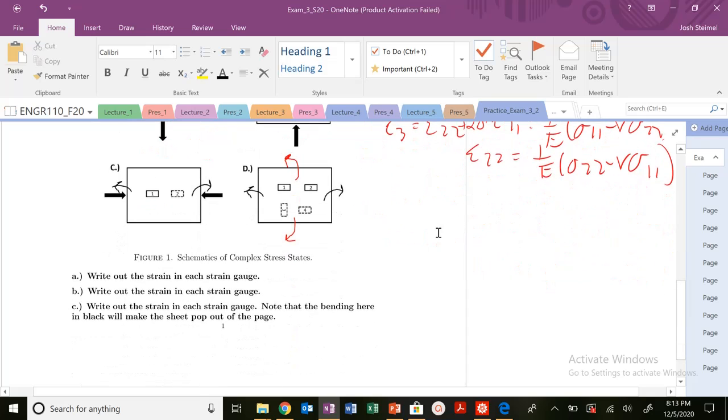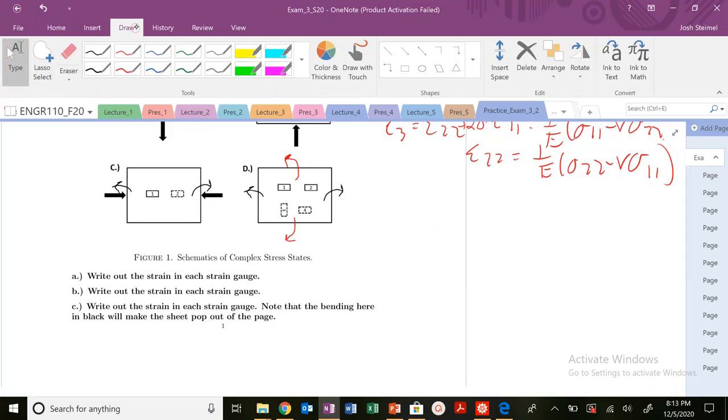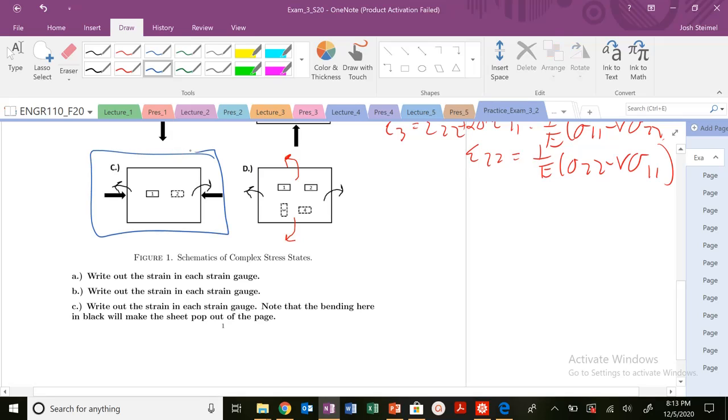All right, now we get to something a little bit more complex here. I'm going to change my colors just for the fun of it for C. Here, right at the strain gauge, the bending in the black is going to make this sheet pop out of the page. So we're going to be extending the wires here, and compressing the wires here because it's on the back of the page.